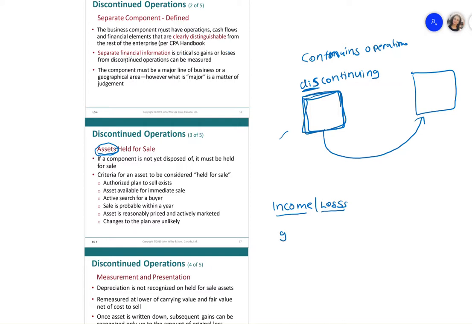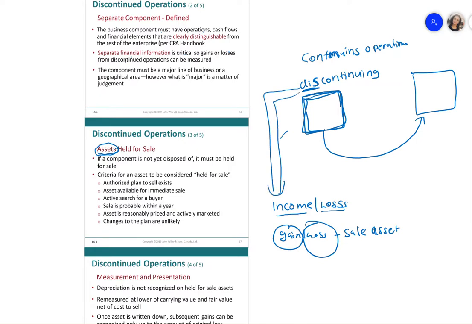Then you could also have a gain or a loss on the sale of an asset. If we were discontinuing our operation, we have to sell all the assets. When we sell all the assets, we could sell them for more or we could sell them for less. Under the discontinuing operation, you're going to have two items all the time: income or loss from discontinuing operation, or a gain or loss on the sale of an asset.